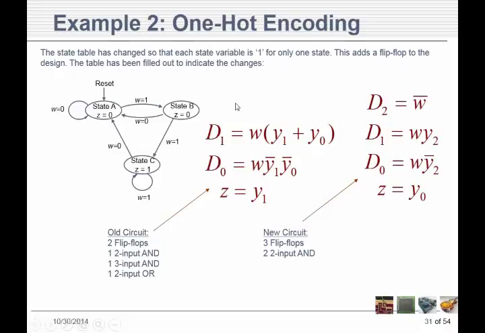In this particular case, these were the expressions I had before. 2 flip-flops. This one has 3 flip-flops. Our old one had one 2-input AND gate. This one has two 2-input AND gates. It has the one inverter, but we can assume that can come off of Q not on the flip-flop. We had one 3-input AND gate here and one 2-input OR gate, and we didn't have those there. So this is a little simpler.